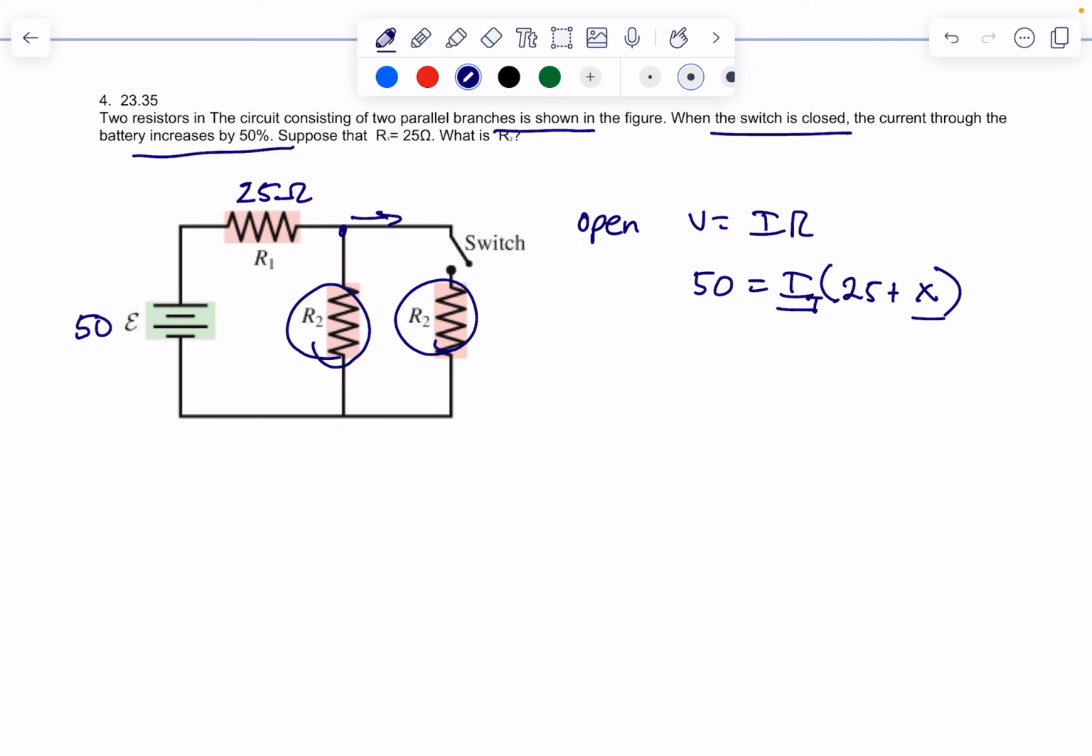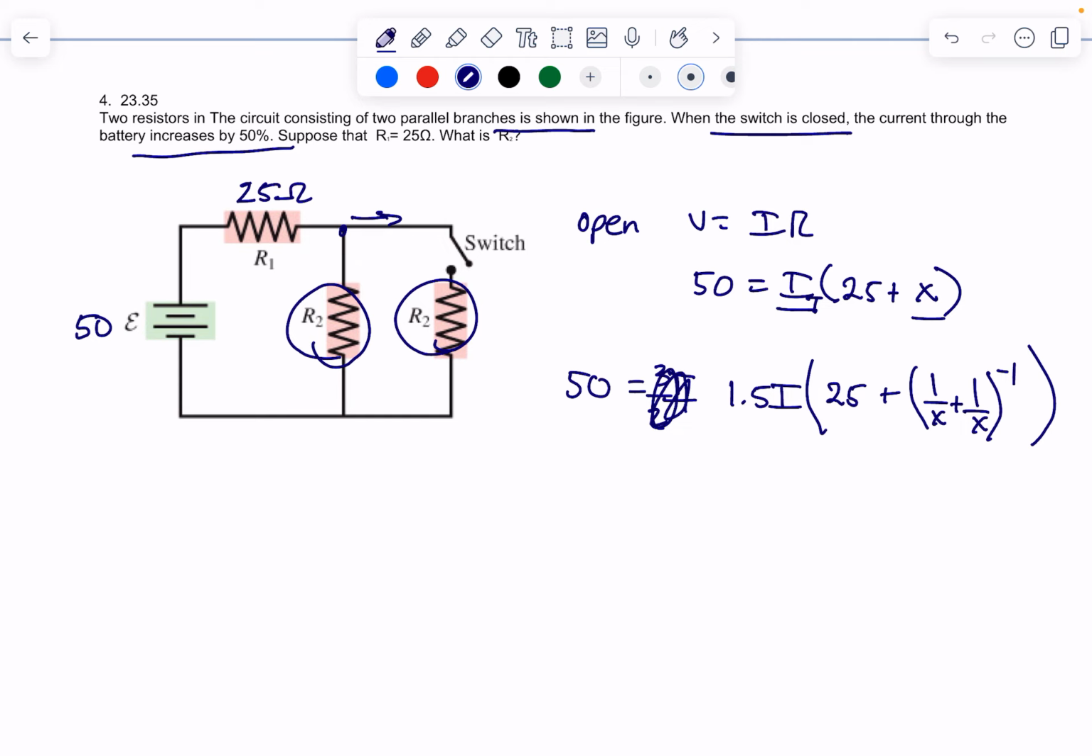When I close the switch, I can say 50 equals I, where I know I is going to be 50% more, so I'm going to say 3/2 I, or maybe I'll say 1.5 I, times R. R will be 25 plus (1 over X plus 1 over X) to the minus 1, right?